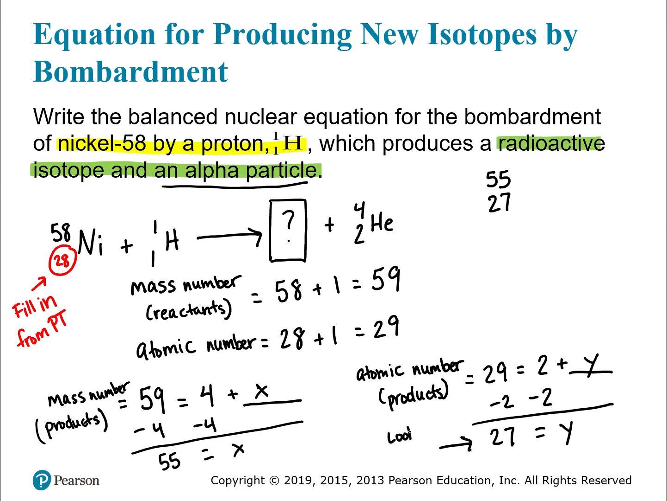You look up that atomic number on the periodic table. That will tell you the identity of the element. The element with an atomic number of 27 is cobalt.